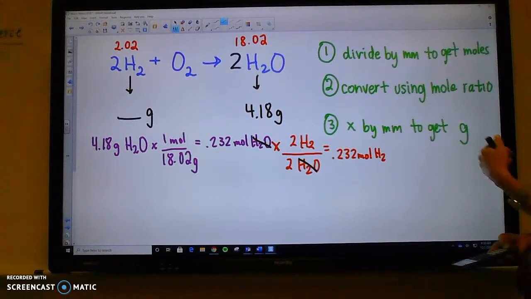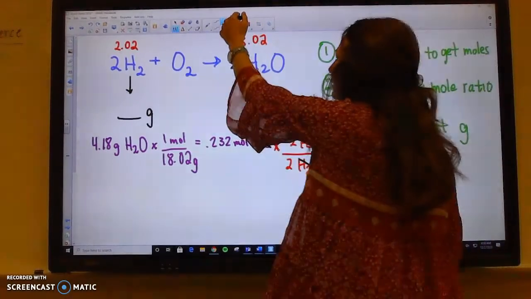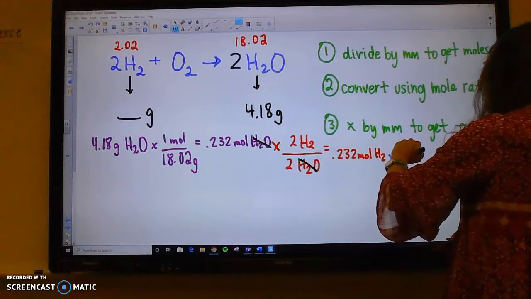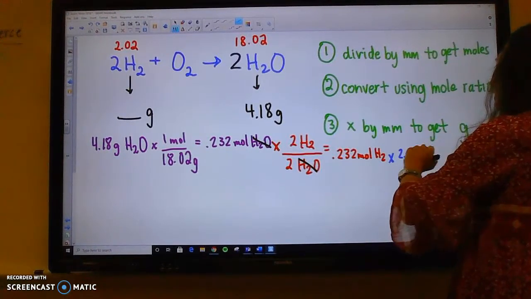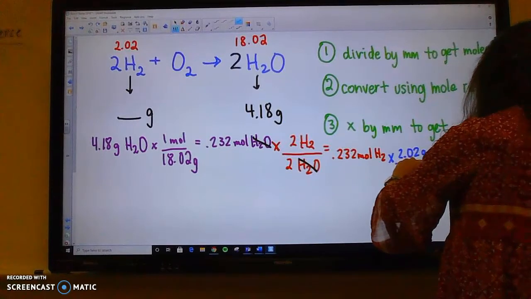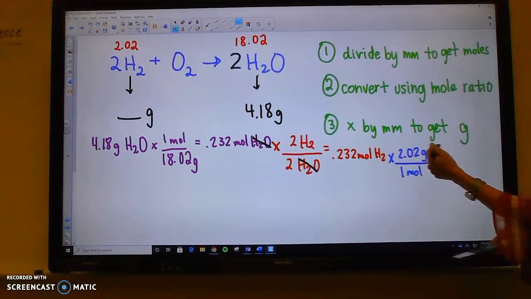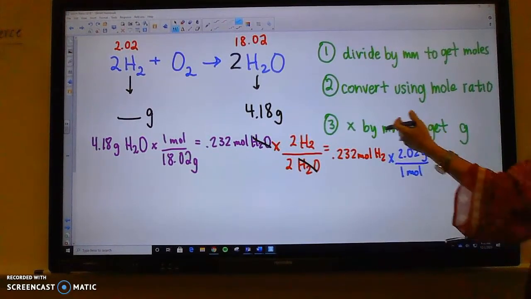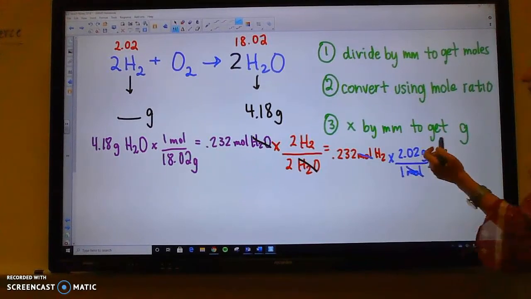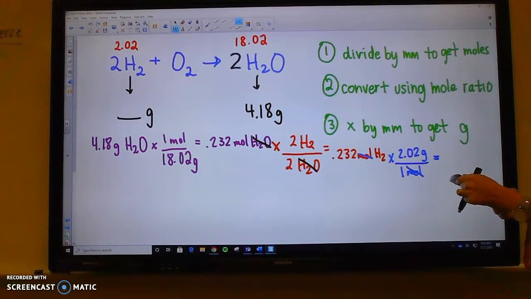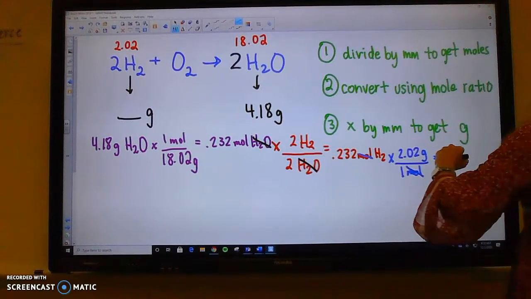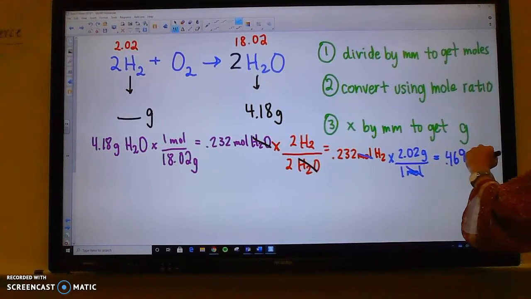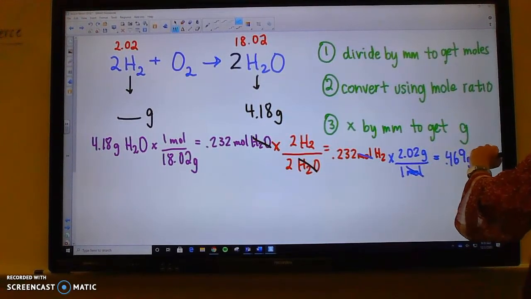And then my third step is to take that answer and multiply it times its molar mass, not the molar mass I started with, and that's going to give me my final answer. So I'm going to multiply this times 2.02, looking back at what I had calculated. That's grams over 1 mole. Again, you could just multiply it times 2.02 and know what you're doing and take a little shortcut. But then moles cancel, and I have my final answer, which is 0.469 after rounding. That's grams of H2.